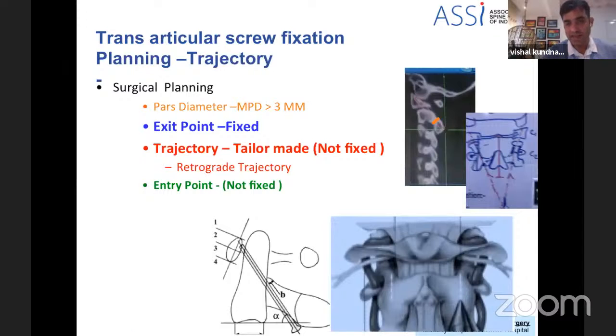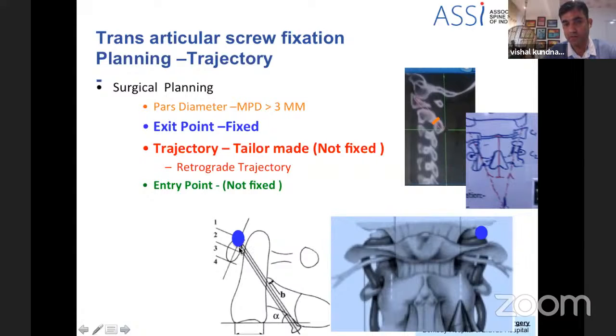Now, this is the second and the most important slide. There is one slide you want to carry home from here about pre-operative planning of the screw. Once you know that it's a reducible C1, C2 dislocation and you have a pars diameter of 3 millimeters or more, that means a transarticular screw is possible. Now, what you need to fix is the exit point. It has always got to be in zone 1 and zone 2.